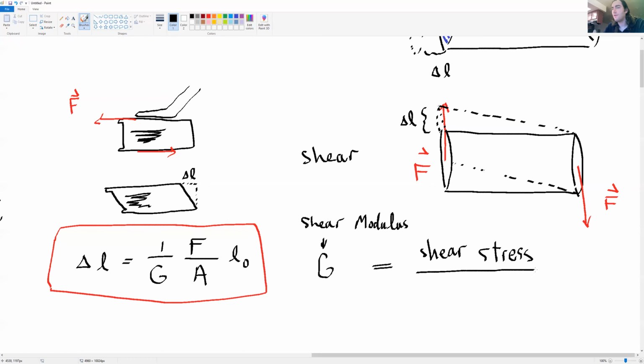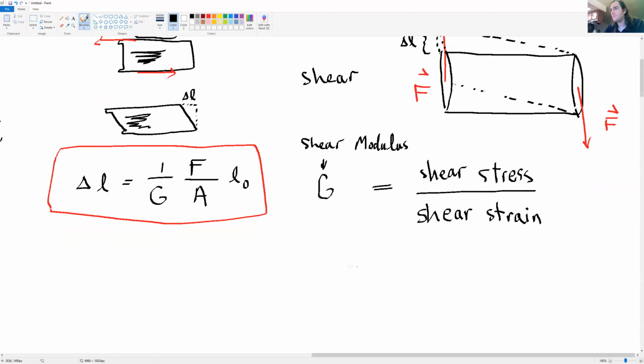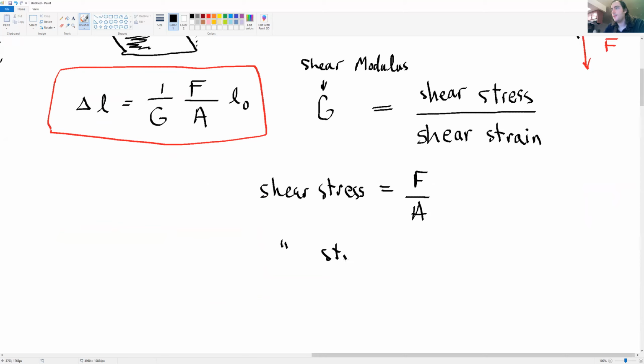And we could go back and modify our previous equation if we want to, and we could say tensile stress divided by tensile strain. This is good enough for now though. So shear stress over shear strain, and the shear stress is equal to that force over the area, and the shear strain is equal to the delta L, the shear kind of elongation, over the initial shear length.